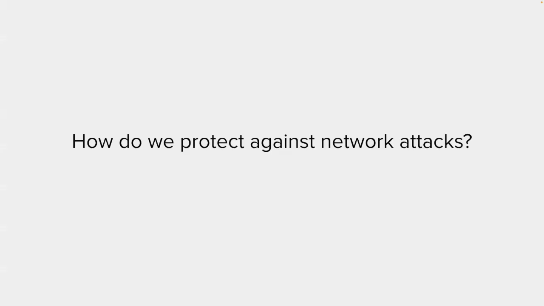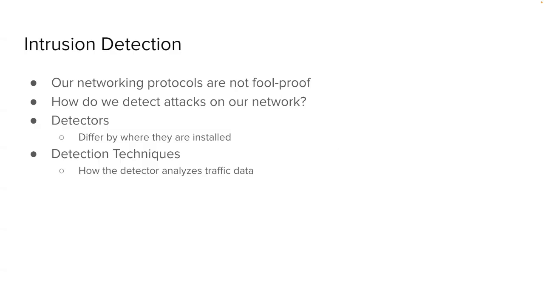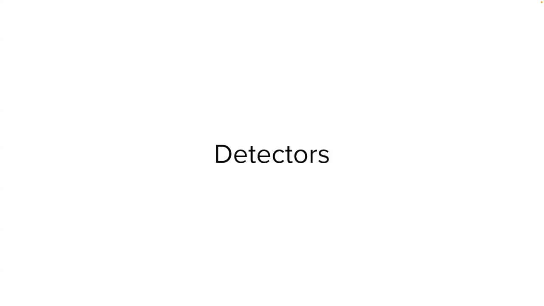Okay, so now we need to think about how we protect against attacks. The reason we still need defenses is that we do mention a bunch of attacks for all these protocols, but none of these attacks are perfect. So we need a way to detect when these attacks are happening, and then maybe do something to mitigate them. The idea is that we're going to have detectors. It depends on the locations where we install these detectors, and within each detector we can have different detection techniques. That's what we're going to talk about. We're going to first go over the detectors.